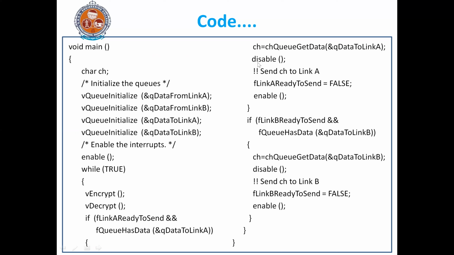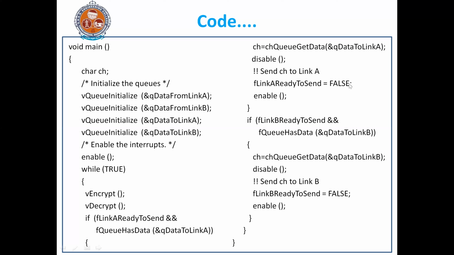That's why we are disabling the interrupts and then sending the CH, that is this particular character, to link A. Once sending the character is over, the flag is set to false again. That is, F link A ready to send is set to false. Suppose the next character arrives; this particular flag will again be made true in that particular interrupt routine. Okay.